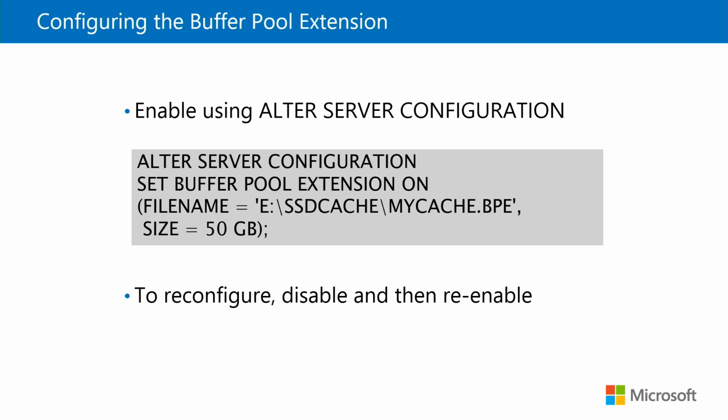You specify the path and the size. Now remember, the size here should be between 4 times and 10 times the amount of physical memory in the system. Once we set the buffer pool extension, if we want to change it in any way, you actually have to disable it. So you say ALTER SERVER CONFIGURATION SET BUFFER POOL EXTENSION OFF, and then you have to turn it back on again with either the new size or the new path that you want to use.